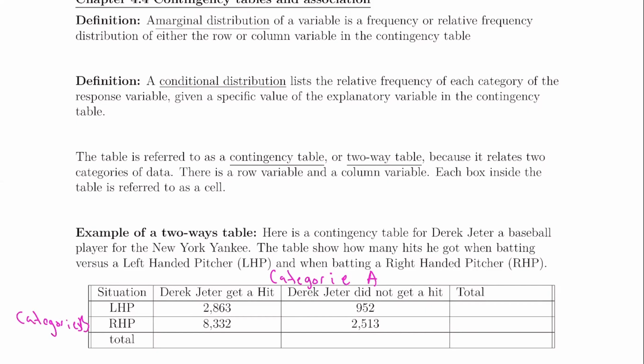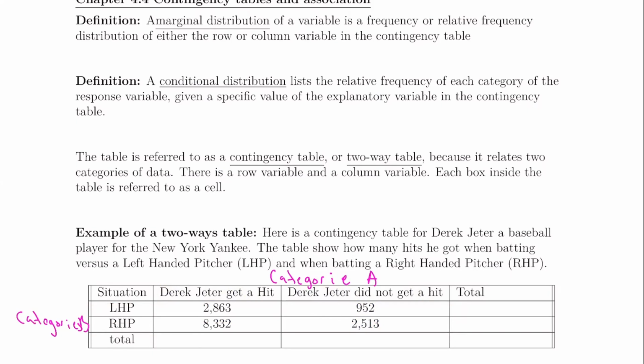So just know these are your columns. Whenever I'm talking about columns, I'm talking about these. Whenever I'm talking about the rows, I'm talking about these. So you kind of know the difference between the rows and the columns. What we're going to learn in this section is something called marginal distribution and conditional distribution.